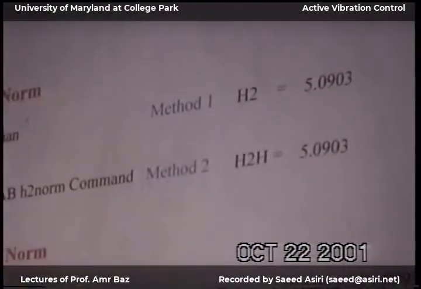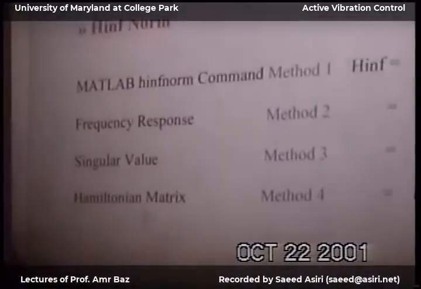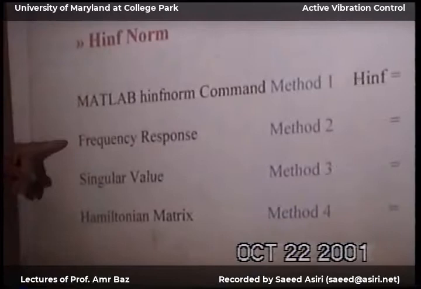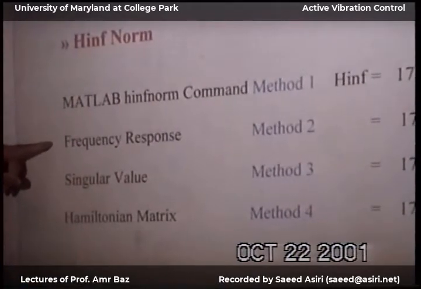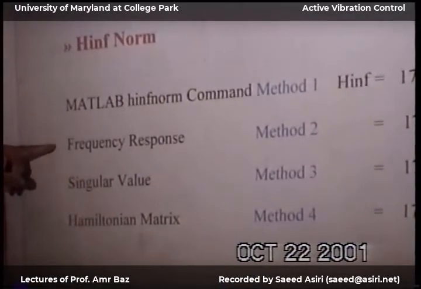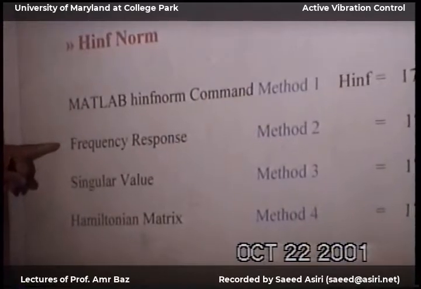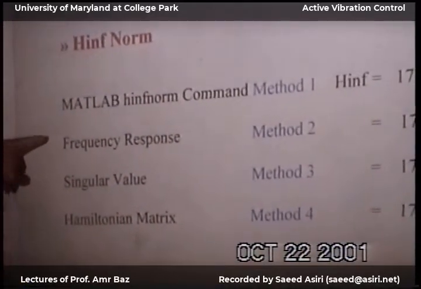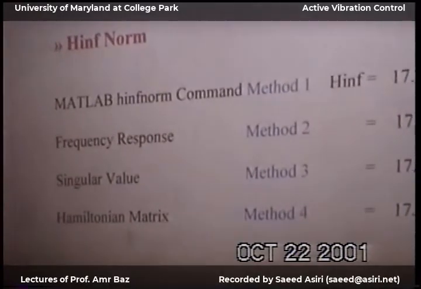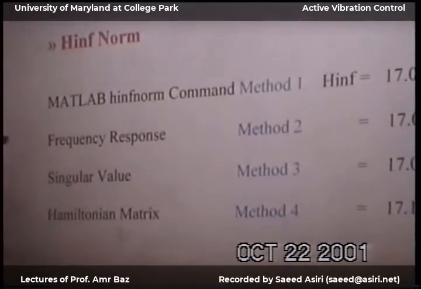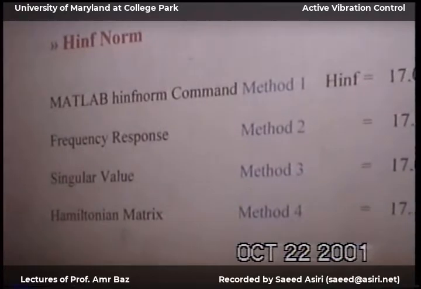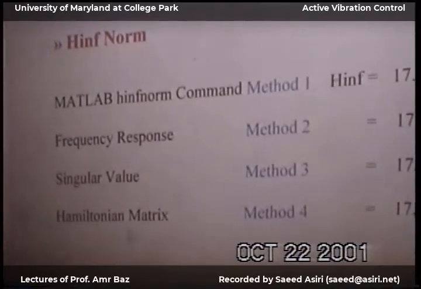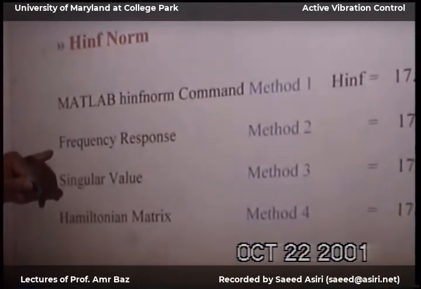The H infinity norm we will study by three methods. This is the easiest way: I look at the response and then determine the peak response. But this requires that I have the frequency response. I have to take the system and scan the frequencies. And it requires that I have all the input and output combinations. So this is very, very time consuming.